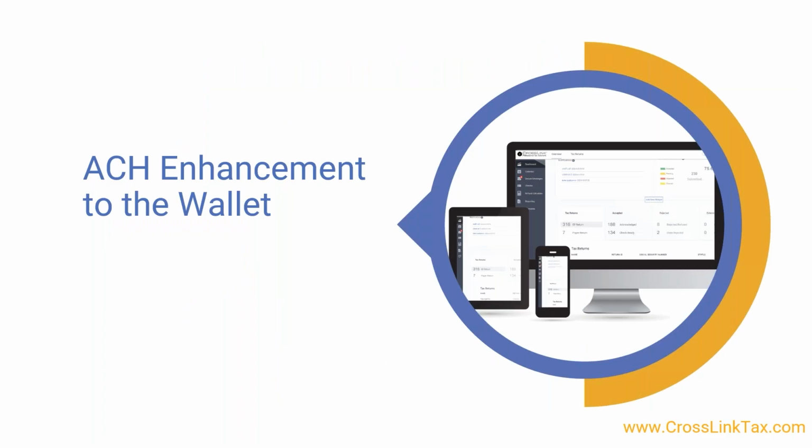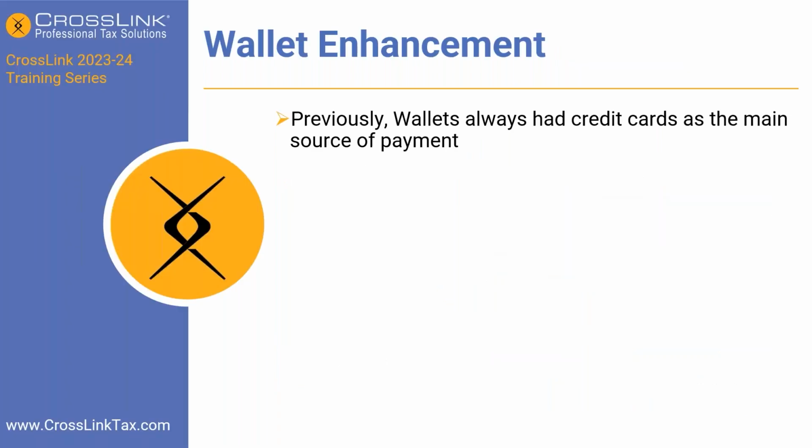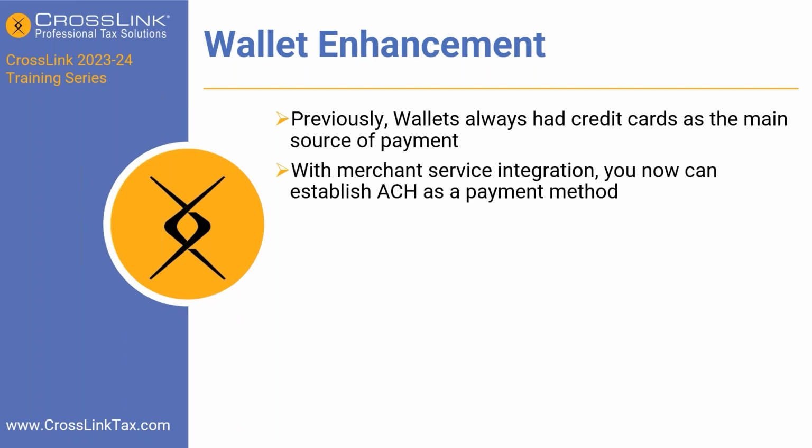Moving on to our ACH enhancement to the wallet. As we know, CrossLink Wallet previously had credit cards as the main source of payment. The wallet is where you may be accruing the charges for a remote signature, right? And previously, most of those charges were paid by a credit card. That was a defaulted system.